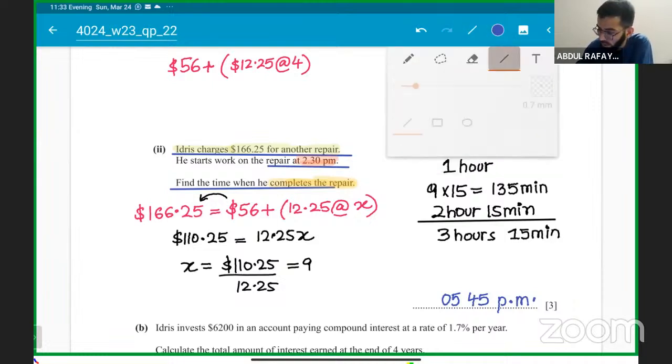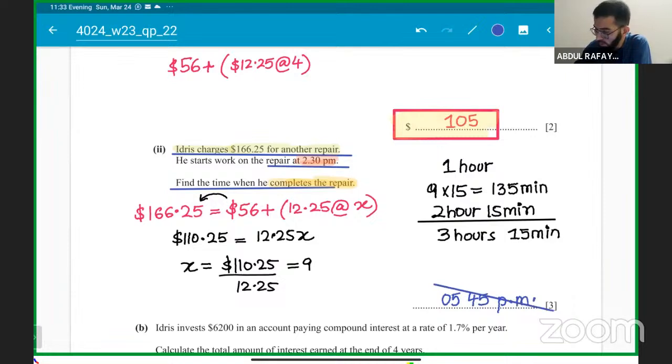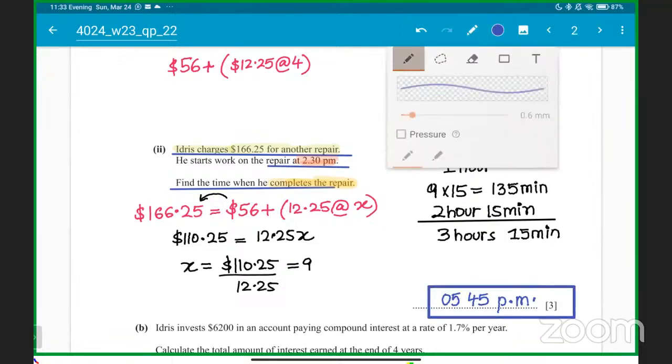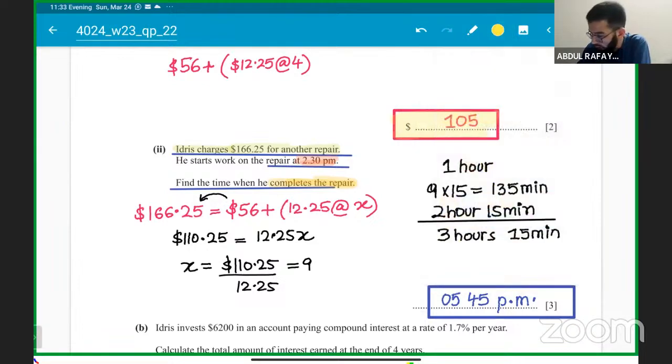Let me know any questions. No, sir. Anyone else? Anyone? It's not a tricky question. It's just that you have to understand that you have to find the time here. But in order to find the time, okay, what will be the time at the completion of the job, we'll have to work out how many hours the job was.